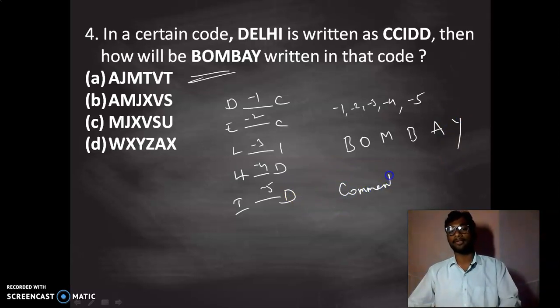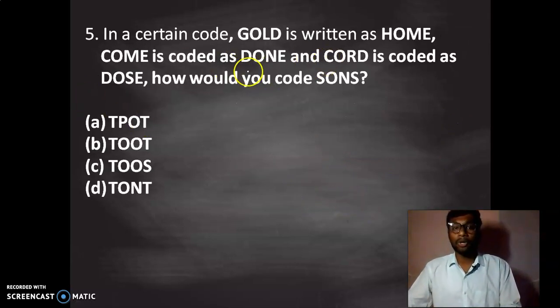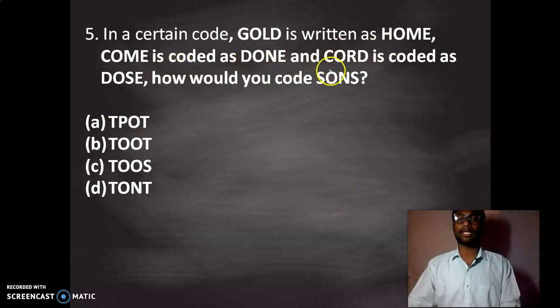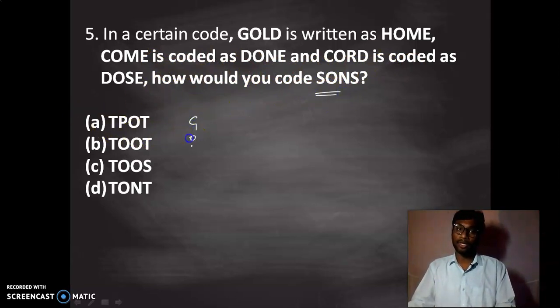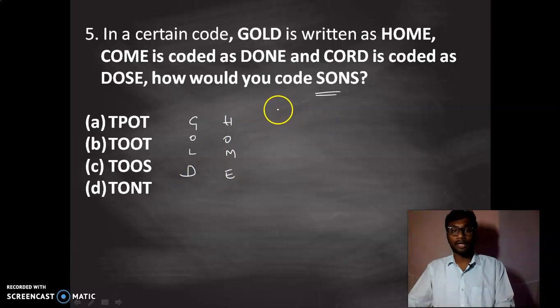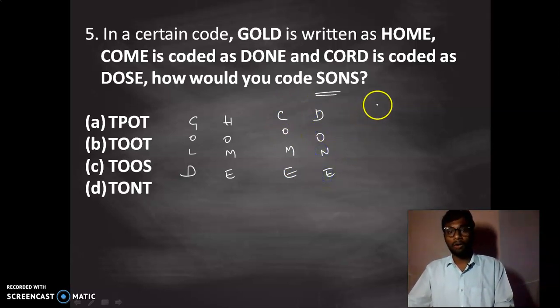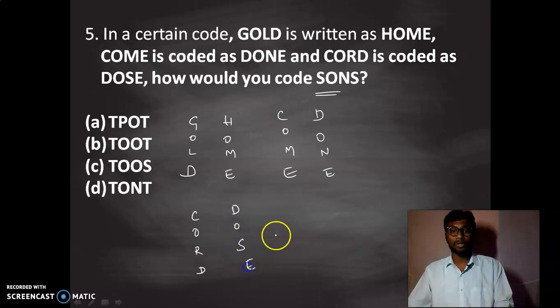Please comment the answer. In a certain code, gold is written as home, comb is written as John, and cord is written as Joes. How would you code sons? So try to understand, there is some kind of logic. Gold is written as home. Again, comb is written as Don. Cord is written as Dos. Now try to understand how sons will be written.